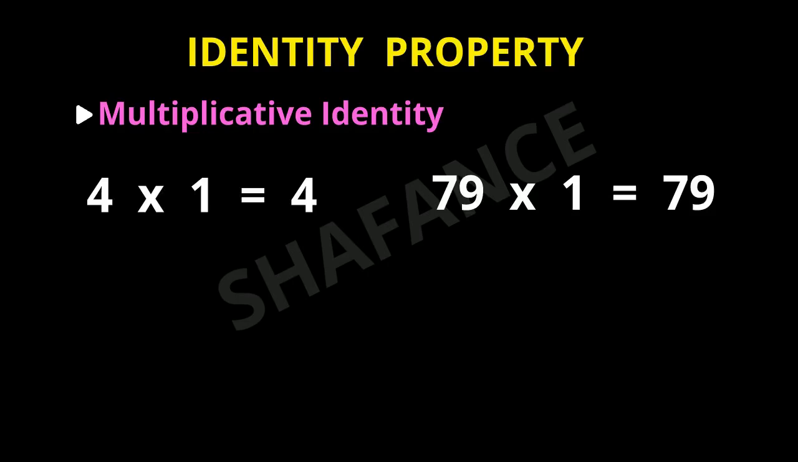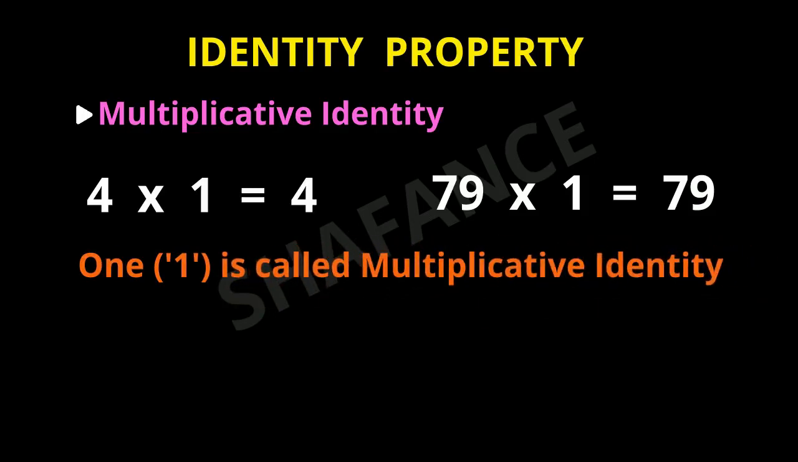So what we have seen is when we multiply a number with 1, we get that same number. So 1 is called multiplicative identity because we are getting the same number.